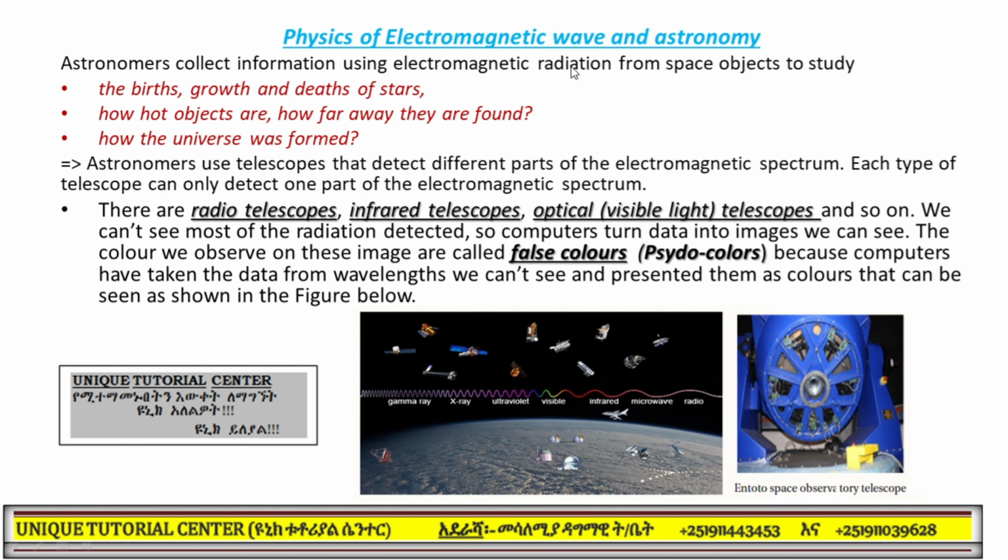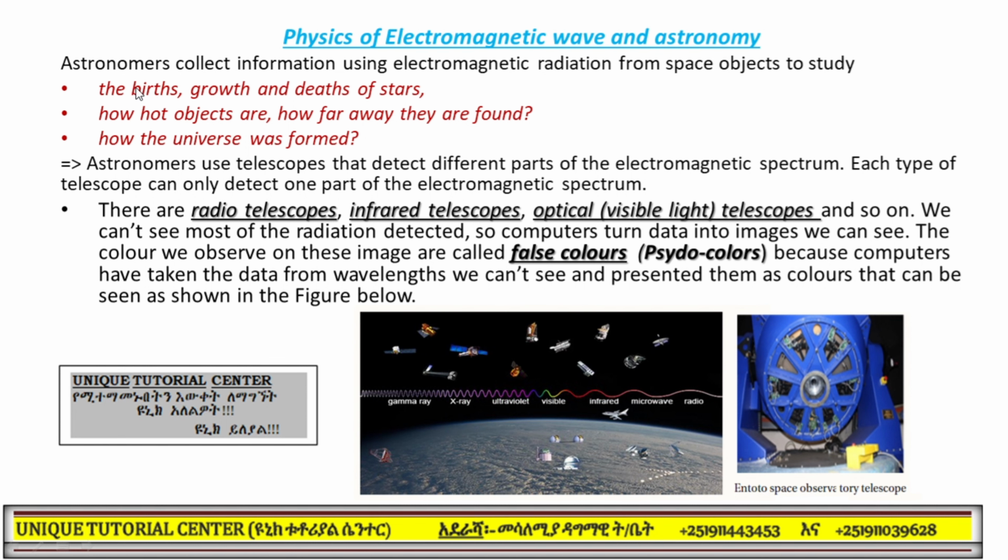Physics of electromagnetic wave and astronomy. So astronomers collect information using electromagnetic radiation. As we have seen previously, electromagnetic radiation consists of all the visible and invisible light spectrums. So using electromagnetic radiation, astronomers collect information throughout space from different objects.